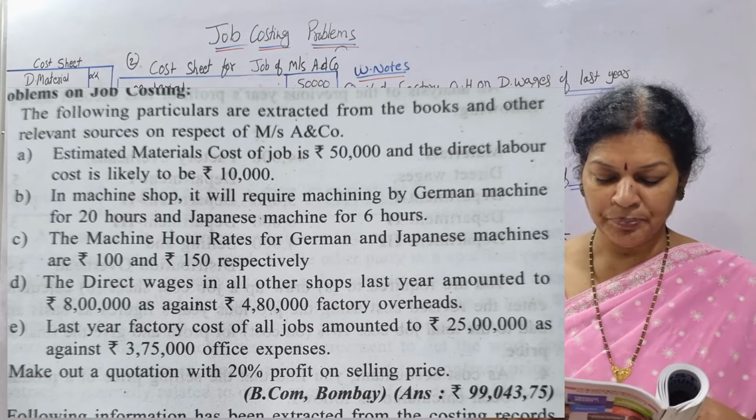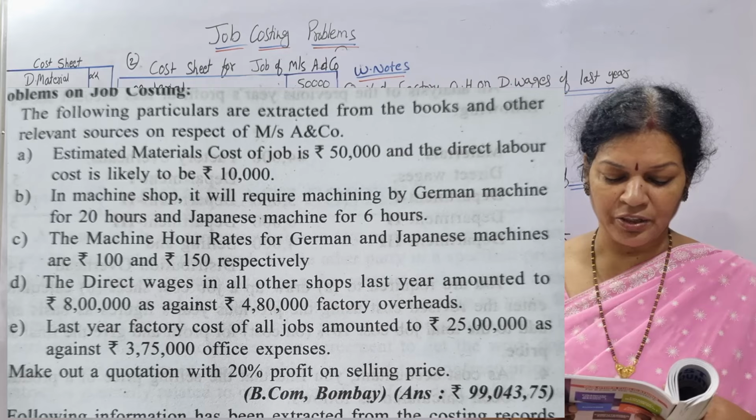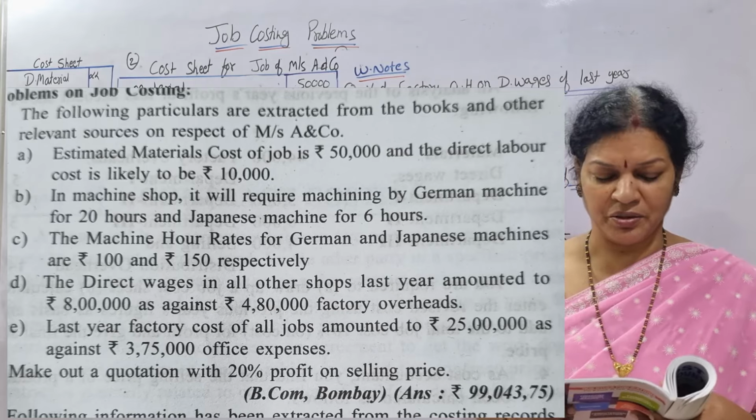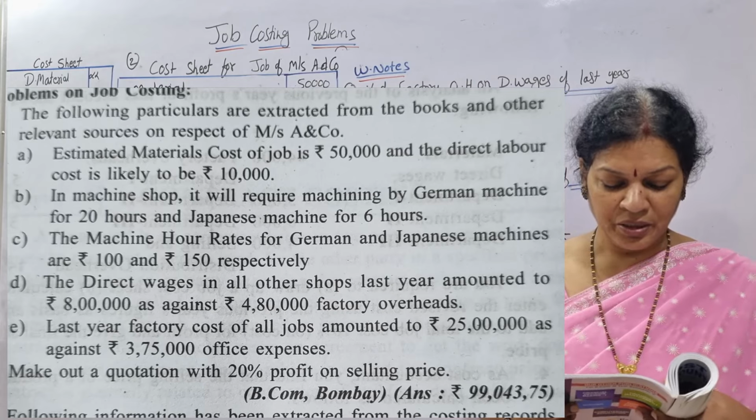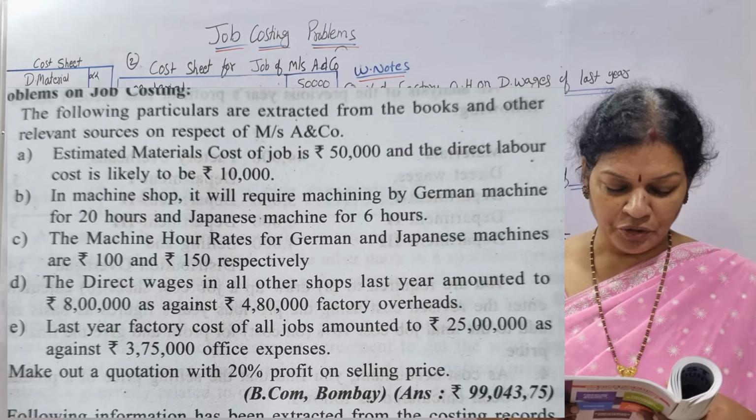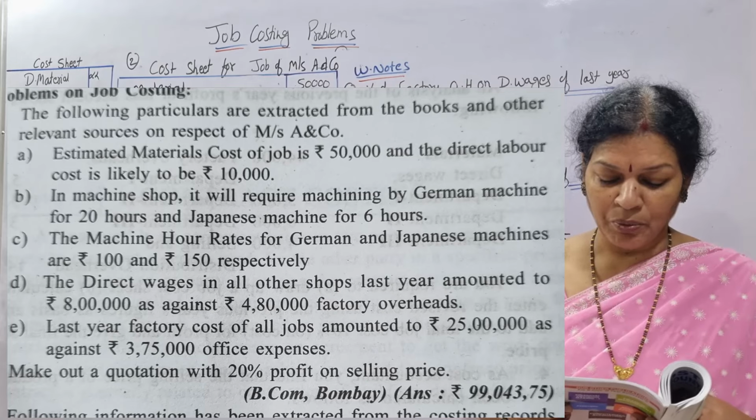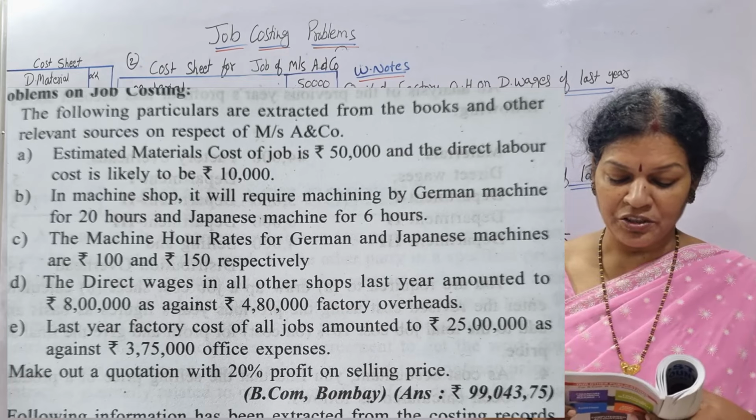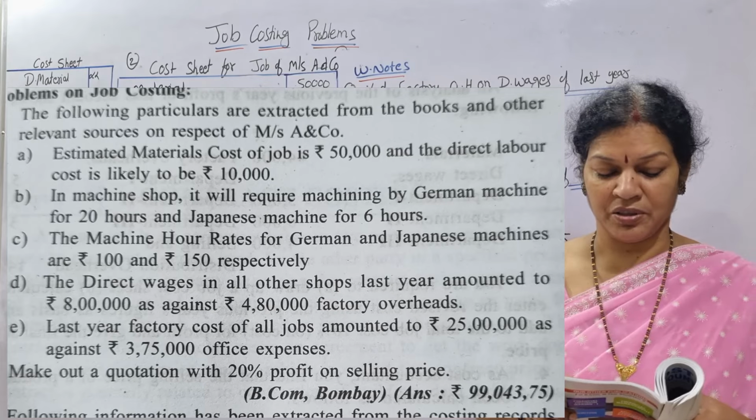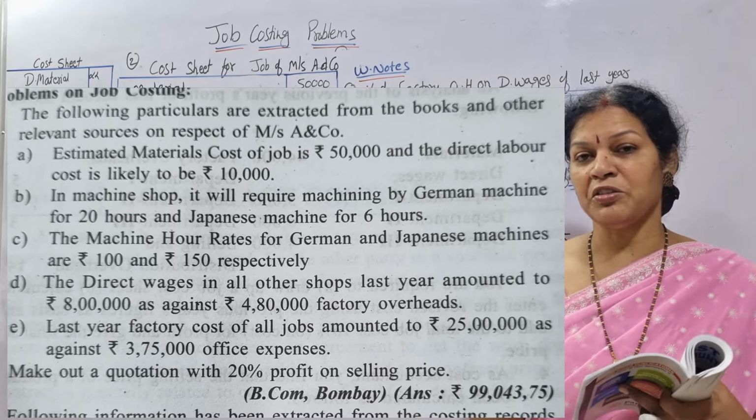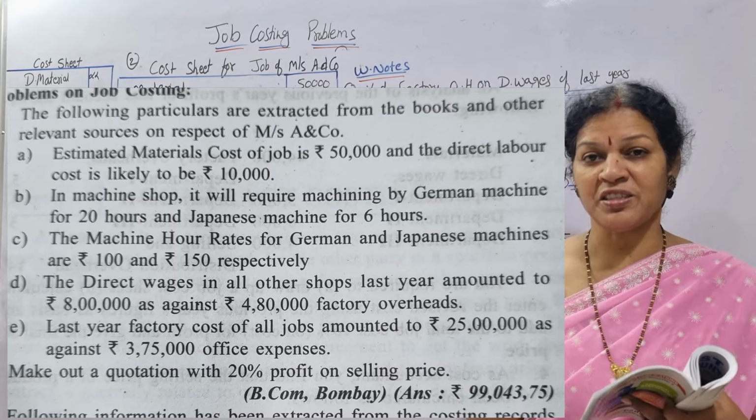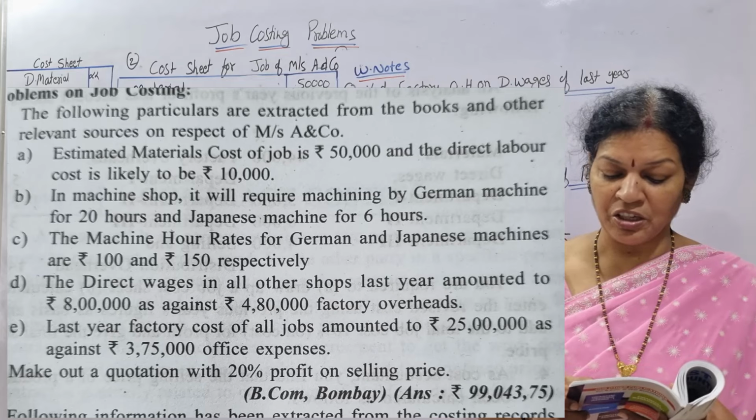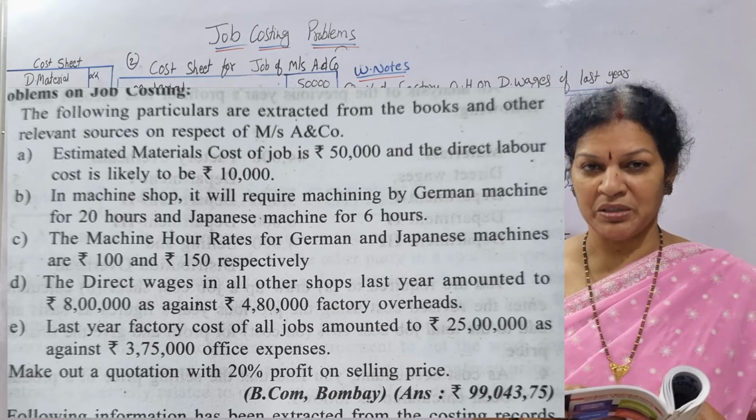This is direct material, and direct labor cost is likely to be 10,000. Direct material, direct wages or direct labor, it is given in the first bit. Now second bit, B bit: in the machine shop, it will require machining by German machine for 20 hours and Japanese machine for 6 hours. This is related to the machine cost or machine expenses. German machine is taking 20 hours and Japanese machine is taking 6 hours of time.